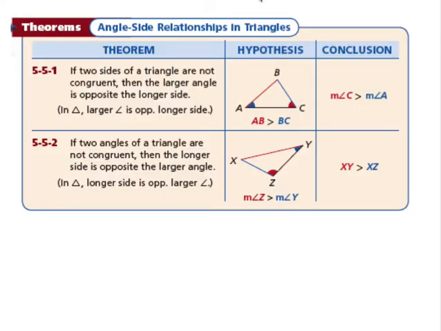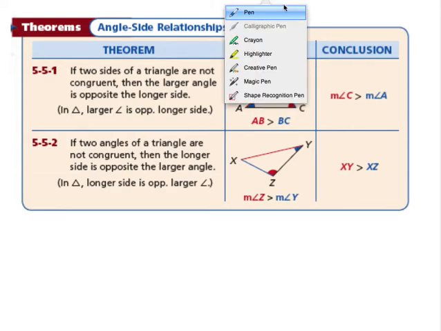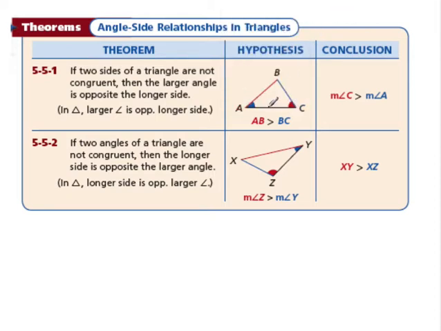Today we're going to talk about angle-side relationships in triangles. So first up are two theorems. The theorems are actually one theorem that's biconditional, and it says that if I have side lengths, one larger than another, then I know that the angles opposite are the largest and the smallest.